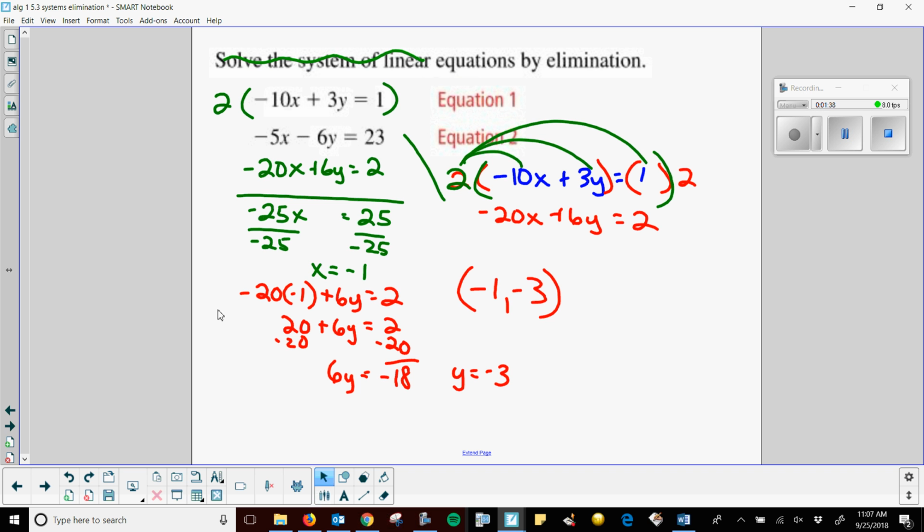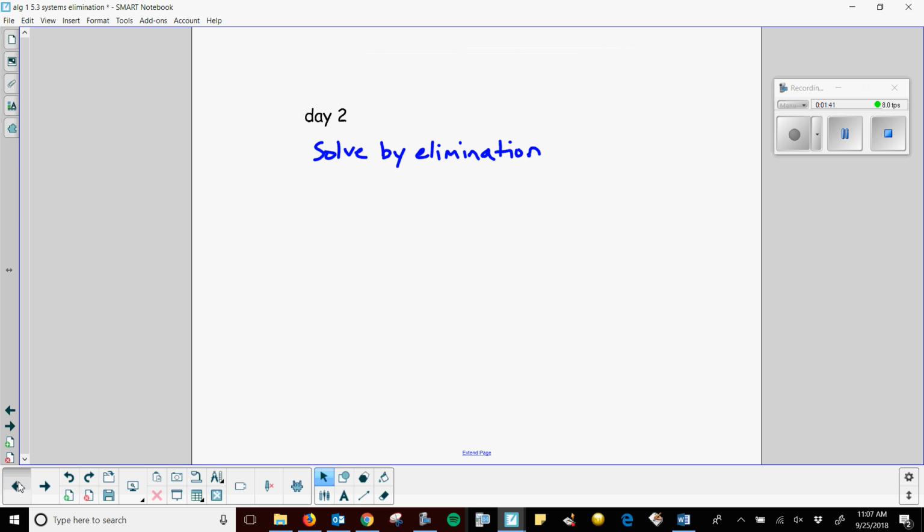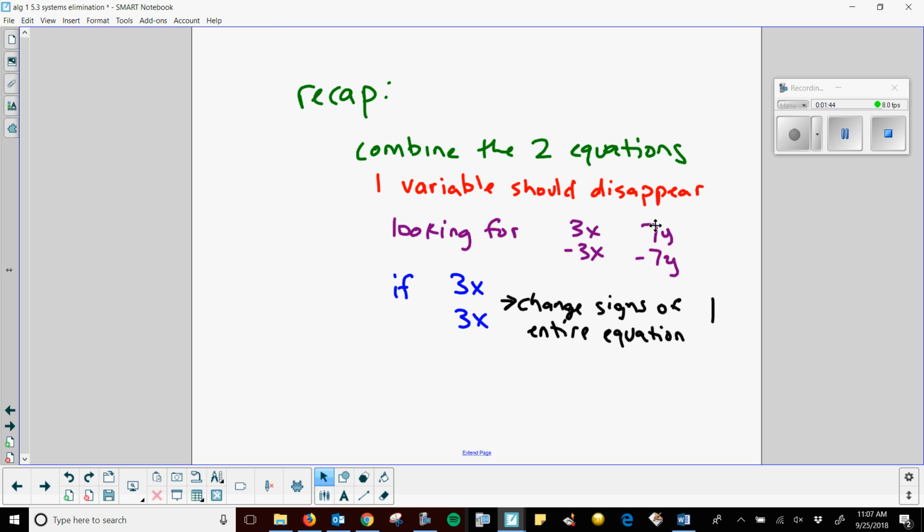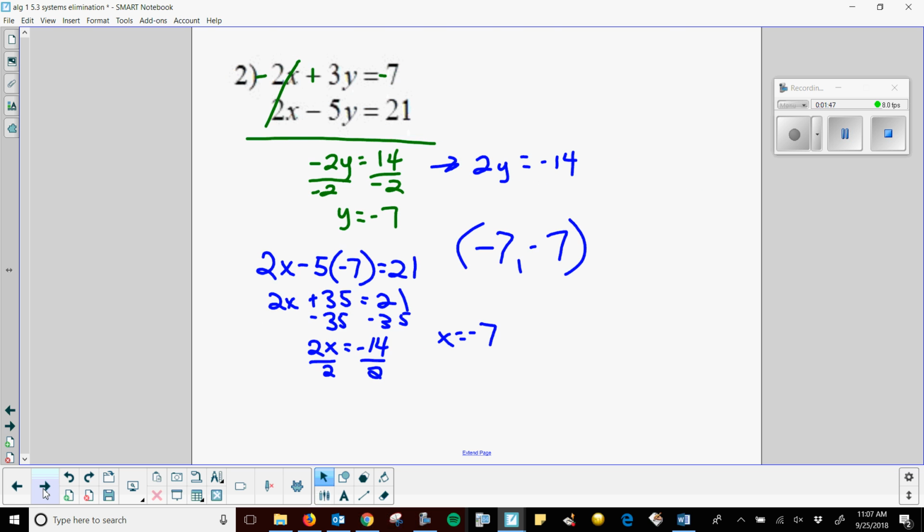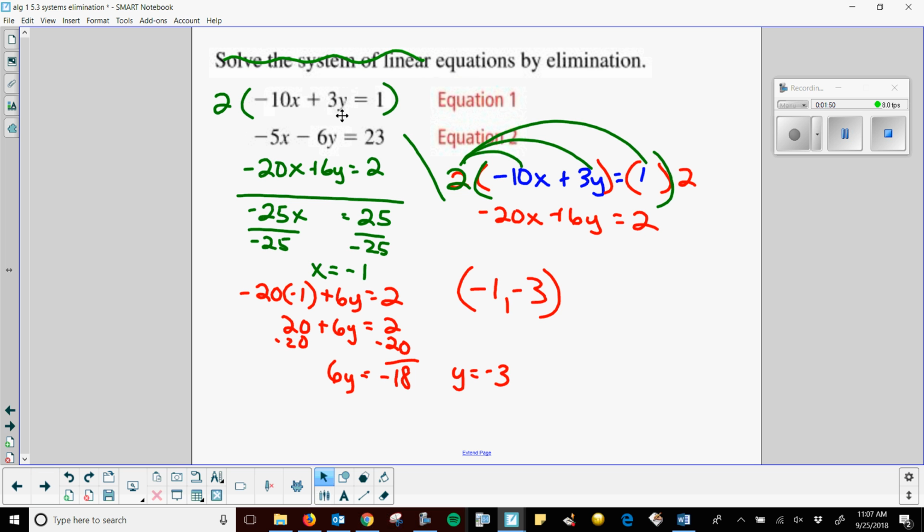So what we did, because again, we're looking for like a 3x and negative 3x, or 7y and negative 7y. So even though I don't have that, I could take this top equation, multiply by 2, and then this would say 6y, and this would say negative 6y, and that's what I'm looking for to combine. So that's what I did. Took this 2, and just like the negative 1 that changed signs all the way across, this basically distributed to everything. So 2 times negative 10 is negative 20. 2 times 3 is 6, and 2 times 1 is 2. And that's what I did over here.